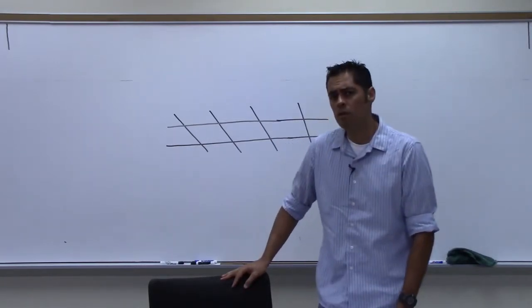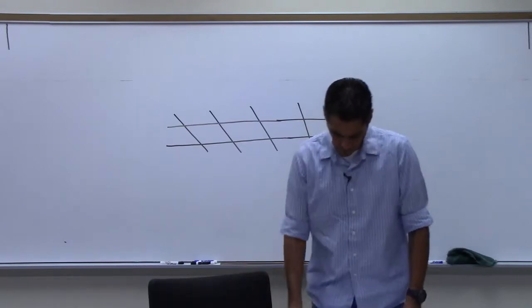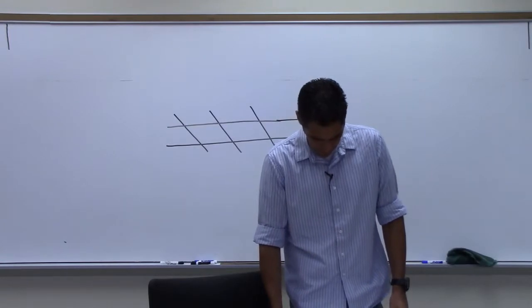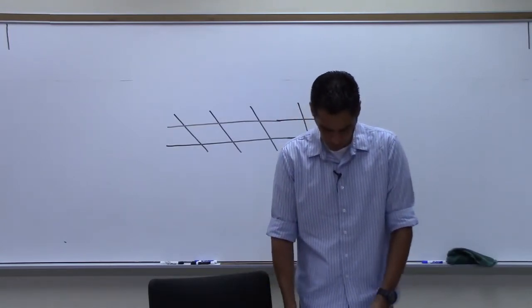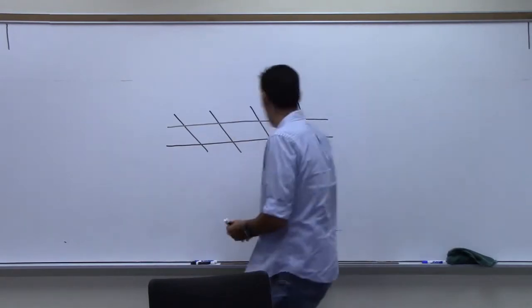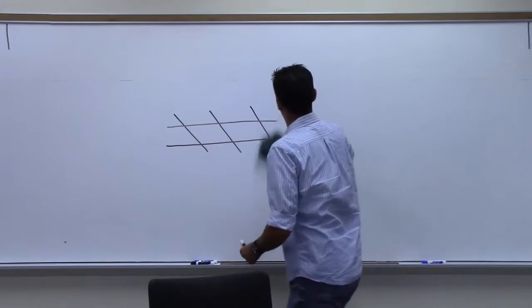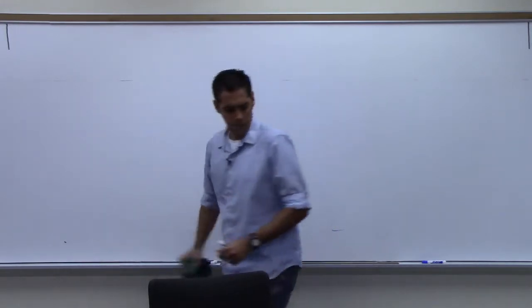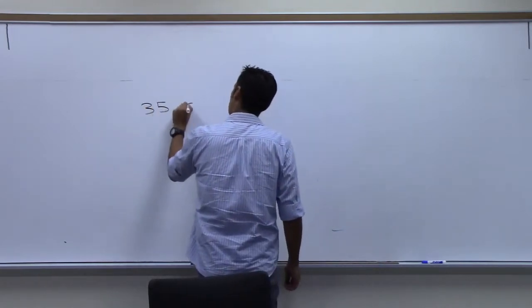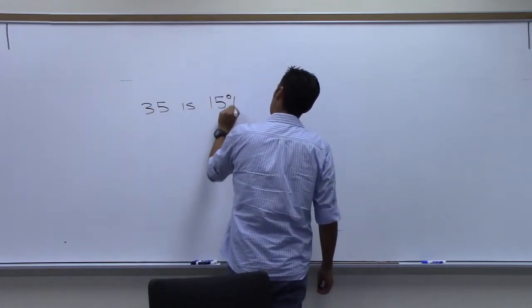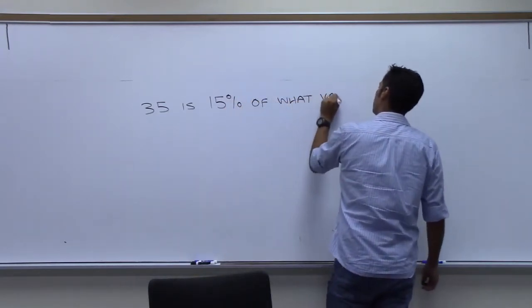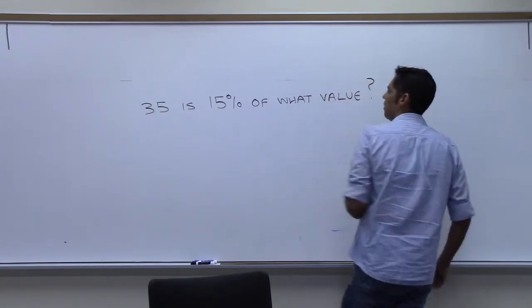Was this out of the homework? It's out of the homework. What number was it? Or what page? Well, we have different versions of this thing. Here's an extra one of those. It shows red. 35 is 15% of what value? All right, that's the question.